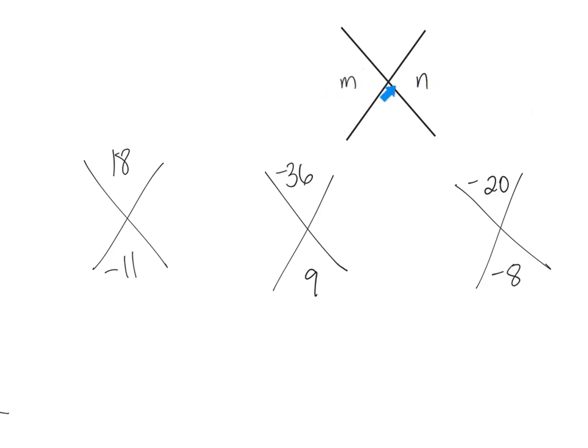The way this structure works is you have two numbers on the side, and what goes up here is those numbers multiplied together, or the product. So this would be M times N. And what goes on the bottom is M plus N. That is the sum.